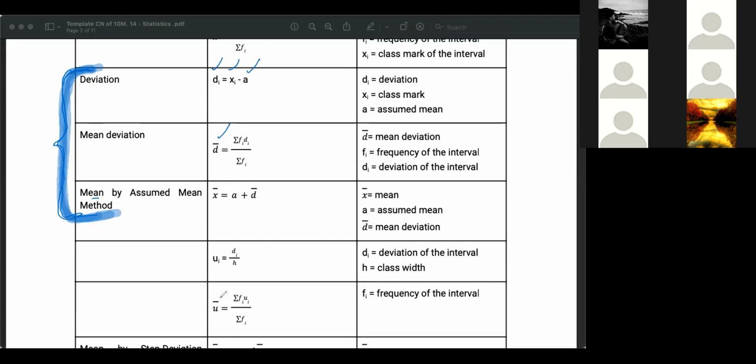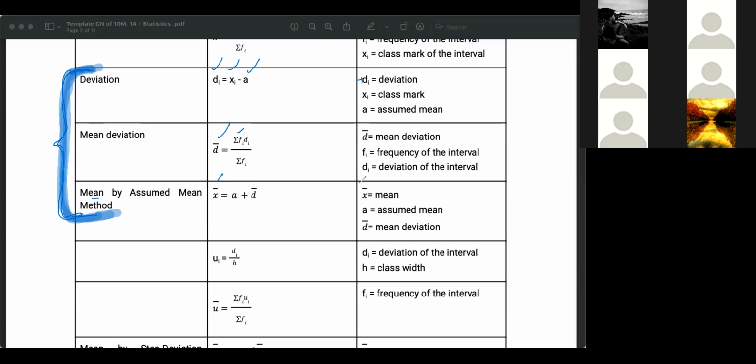So this is used for step deviation method. The way in assumed mean you have to find deviation for mean deviation and then apply it in the formula, right? So that way in step deviation you need to find these particular values and then you'll apply that in that other formula. But note down di, xi, a, d bar, fi di, and x bar. So these 6 values, just note down.